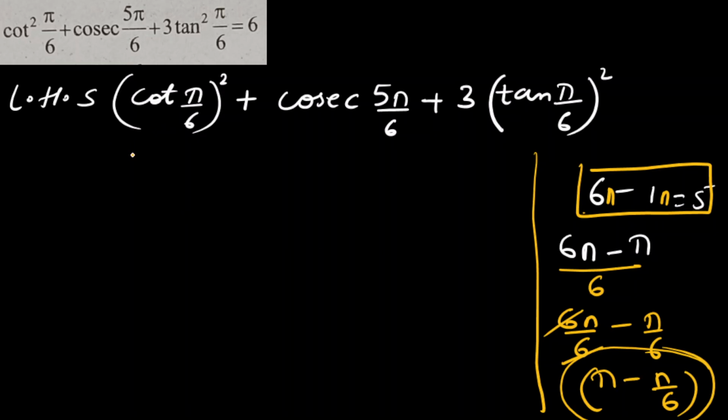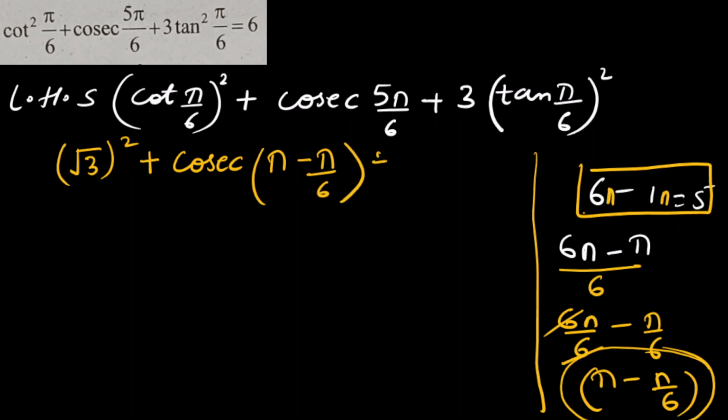Yes, so now we'll substitute cot pi by 6. Pi by 6 is 30. Cot 30 degree is equal to root 3. So root 3 whole square plus cosecant 5 pi by 6, which we can write as pi minus pi by 6, plus 3 times tan pi by 6. Tan pi by 6 means tan 30, and tan 30's value is 1 by root 3. So 1 by root 3 whole square. Root 3 square is root 3 into root 3, plus cosecant pi minus pi by 6.